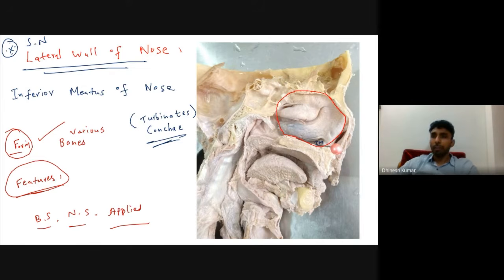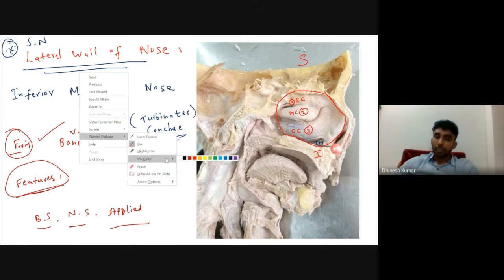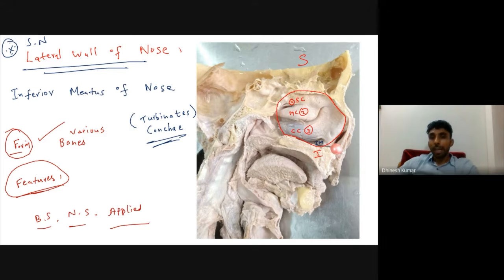Let me mark the three conchae as number 1, number 2, and number 3, from above downwards. This is above, this is below. Number 1 is superior concha, number 2 is middle concha, number 3 is inferior concha. Now, just below the concha, we have some spaces. I am marking them as 1, 2, 3 again.